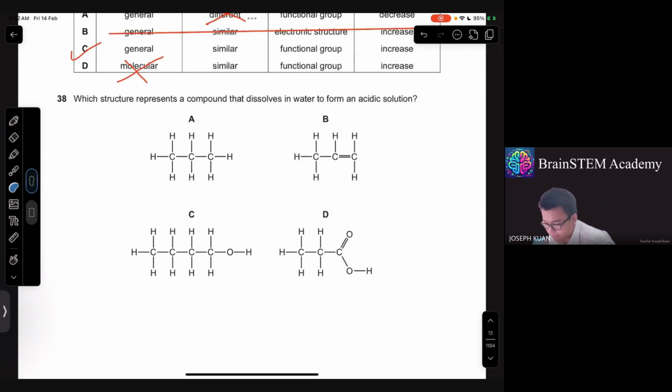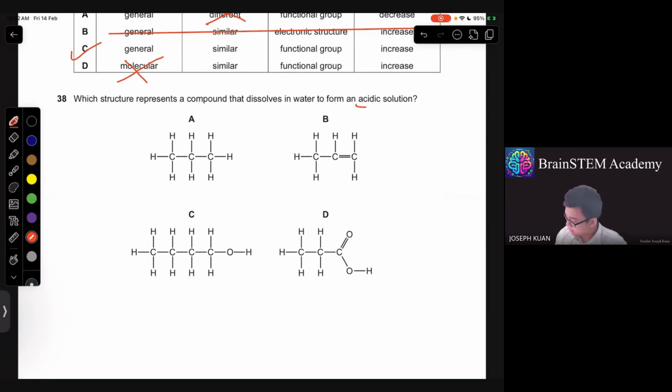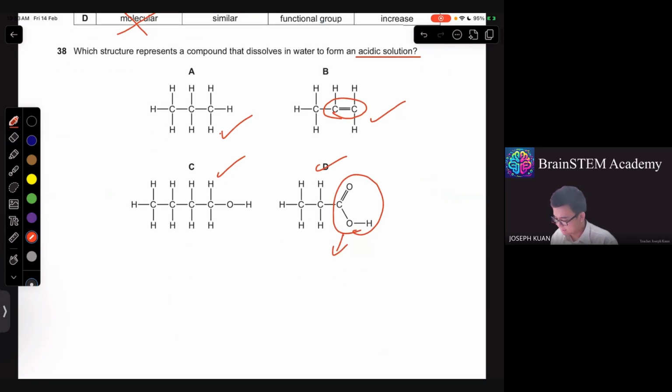38. Which structure represents a compound that dissolves in water to form an acidic solution? So the key idea here is it must be, well, an acid. Alkanes are neutral, alkenes are neutral, and then alcohol is, I would say, considered neutral, right? And then B, which is a carboxylic acid. It is an acid shown by the carboxyl functional group.